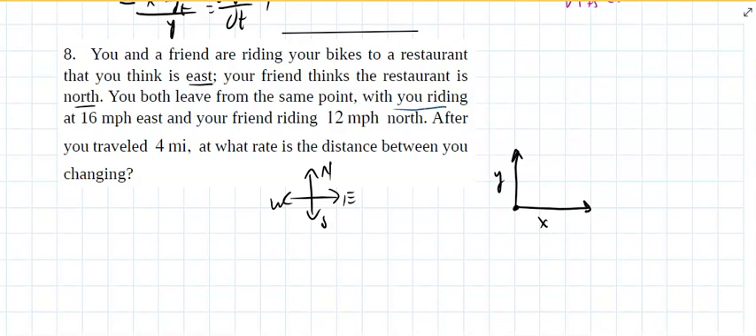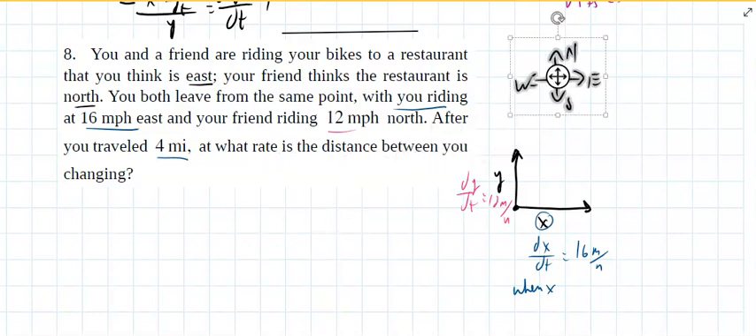You both leave with you riding at 16 miles per hour east. So the change of your distance with respect to time is 16 miles per hour. Your friend is heading north at a rate of 12 miles per hour. After you traveled when x equals 4 miles, at what rate is the distance changing?